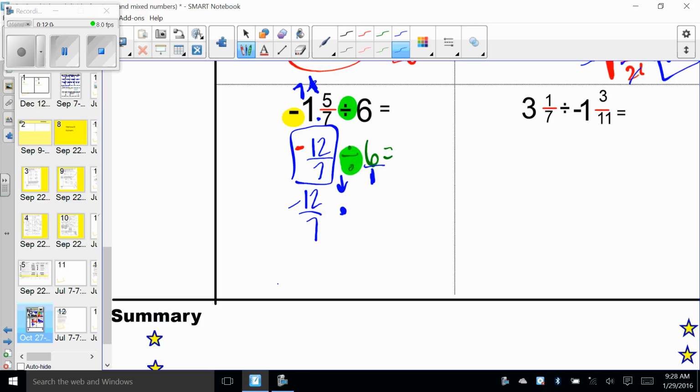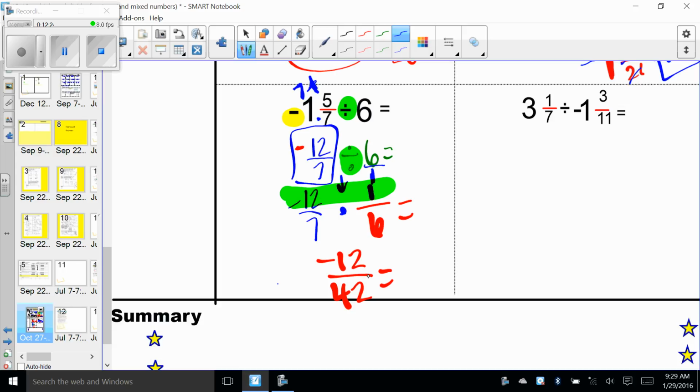So we're going to change it to multiplication. And then we're going to flip the second fraction, which becomes 1 over 6. So then we end up with a multiplication problem on the top. We have -12 over, on the bottom, 42. -12 over 42.